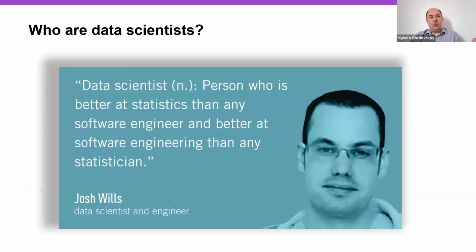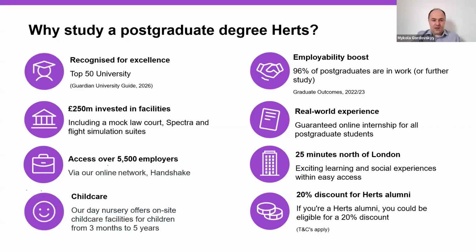The next question is, who are data scientists? They are computer scientists and mathematicians who need to know the problems. I personally really like this definition: data scientists are people who are better at statistics than any software engineer and better at software engineering, or computing, than any statistician. So that's about data science.